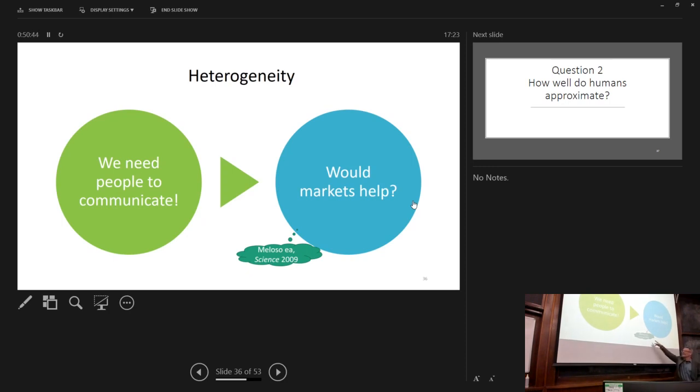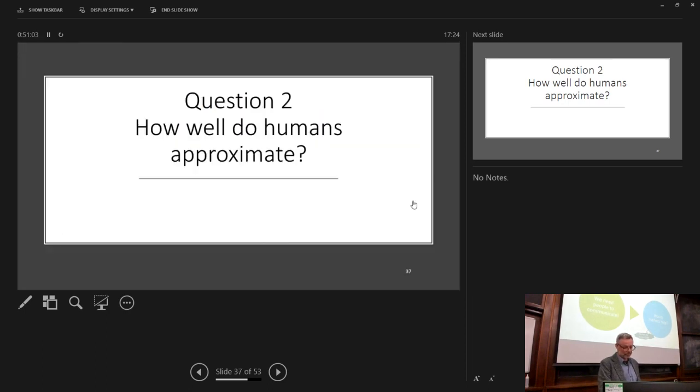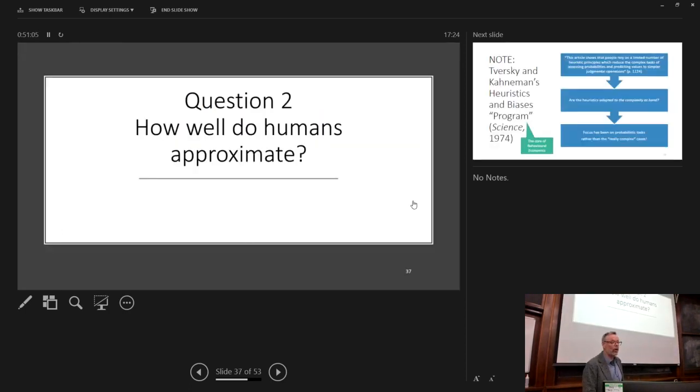Deborah Melosso and Yannickovich, two economics PhD students at Caltech. They're now in France. They and I actually just worked on this, and we published this in Science in 2009. But economists are still puzzled about the whole thing. Yes, markets help. Question 2: how well do humans approximate?